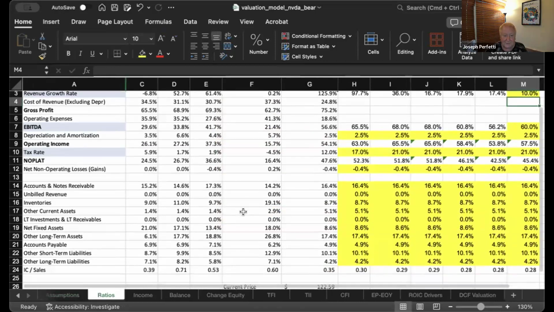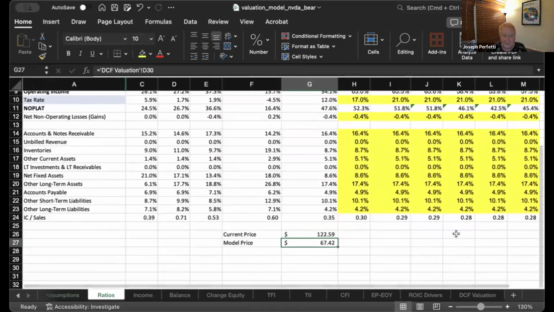Well, now I'm saying Nvidia could get as low as $67 in the next 12 months. It's kind of a grizzly bear scenario for them, but I think it's possible. And so that's my bear.